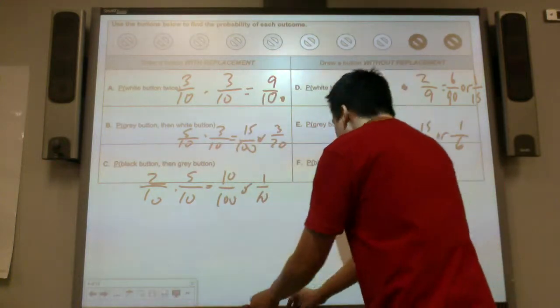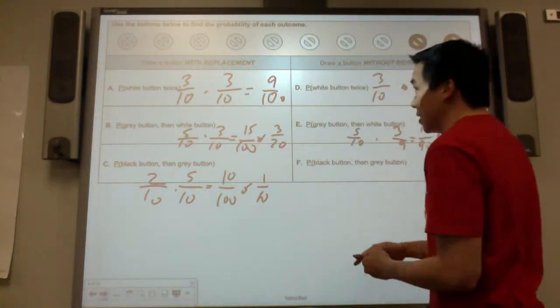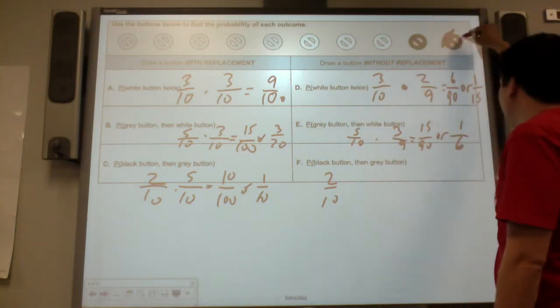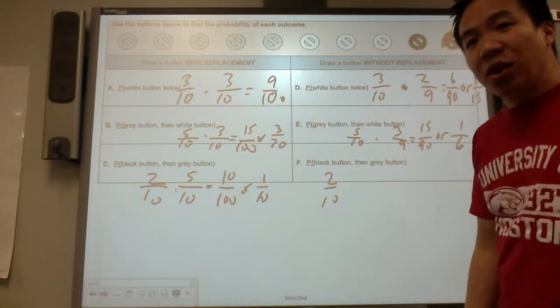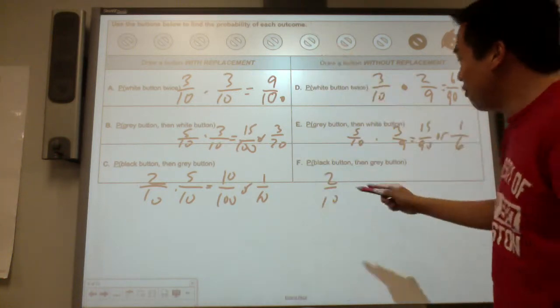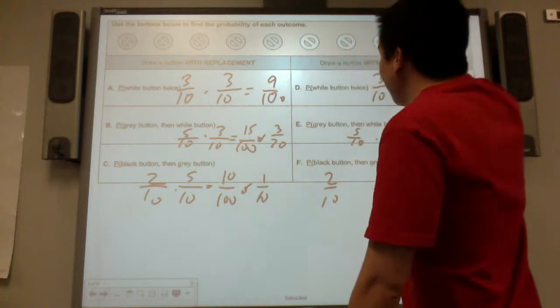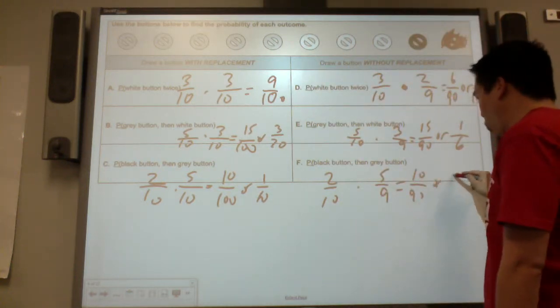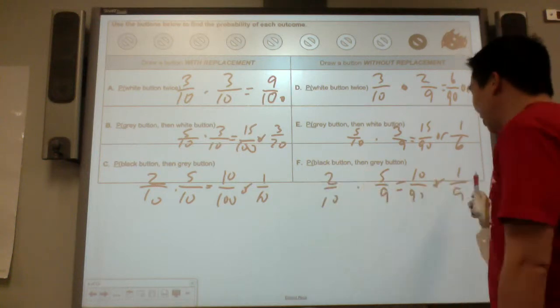But what happens if I draw a black button? 2 out of 10. But I do not replace this black button. It's gone. How many buttons are left in the bag? 9 buttons. Then I draw a gray button. 5 out of 9 chance. There's 5 gray out of 9. If I multiply, I get 10/90 or 1/9. Again, notice how they are not the same answer.